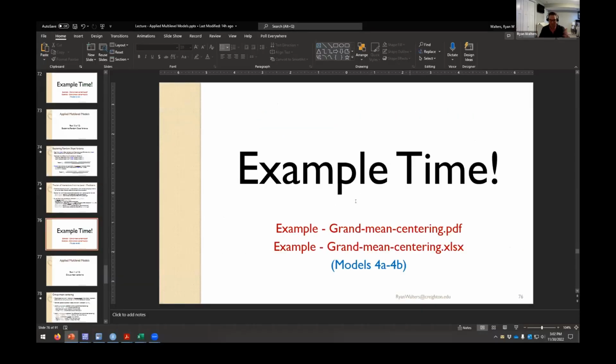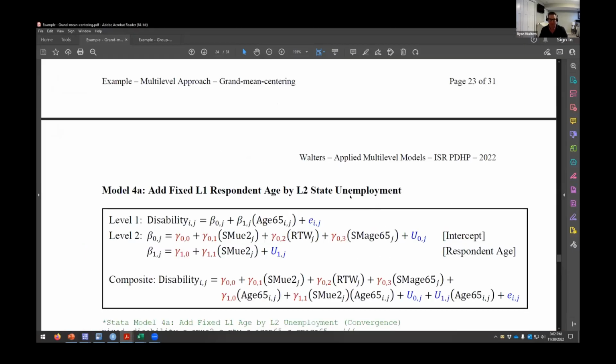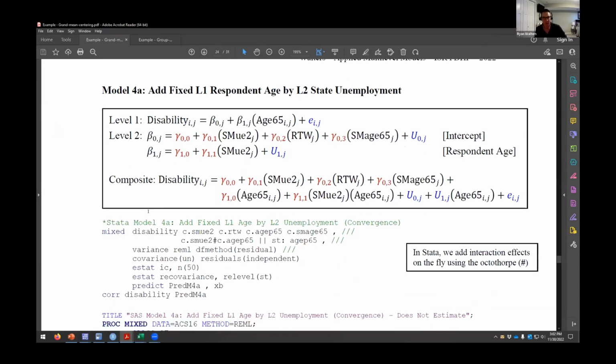Example time. So let's go take a look at models 4A and 4B in the grand mean centering example. The first thing we're going to do is add the cross-level interaction between level 1 respondent age and level 2 state unemployment. The way we do that is we add on the between group placeholder for age, we add state mean age. When we go back and substitute the effects back into the composite equation, you can see here that gamma 1,1 is that state mean unemployment by level 1 age.